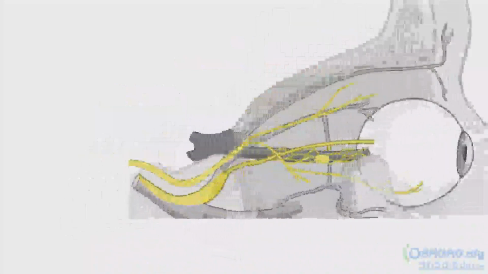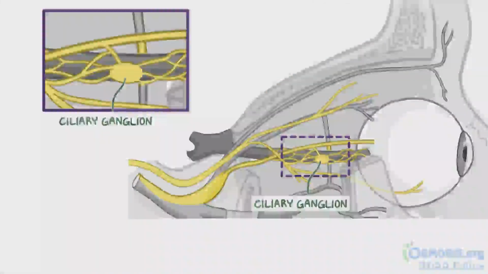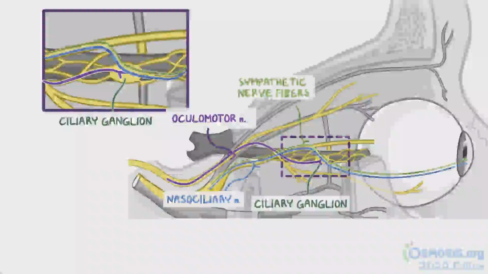Now, last but not least, an integral part of the innervation of the eye is the ciliary ganglion. Now, the presynaptic parasympathetic nerve fibers traveling within the oculomotor nerve go on and synapse on the postsynaptic neuron cell bodies within the ciliary ganglion. Additionally, the nasociliary nerve fibers carrying general sensory information and sympathetic nerve fibers also travel through the ciliary ganglion. However, these fibers don't synapse on the postsynaptic neuron cell bodies within the ciliary ganglion, but rather continue their journey through the ganglion.